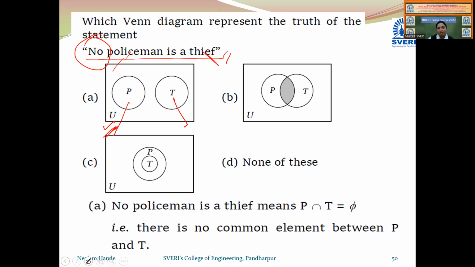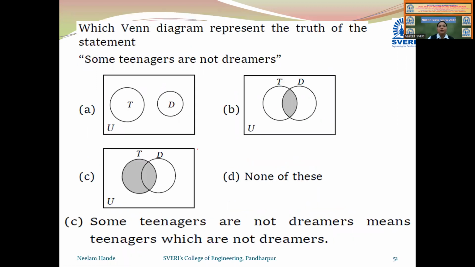A. Some teenagers are not dreamers. So there are two sets. Clear?